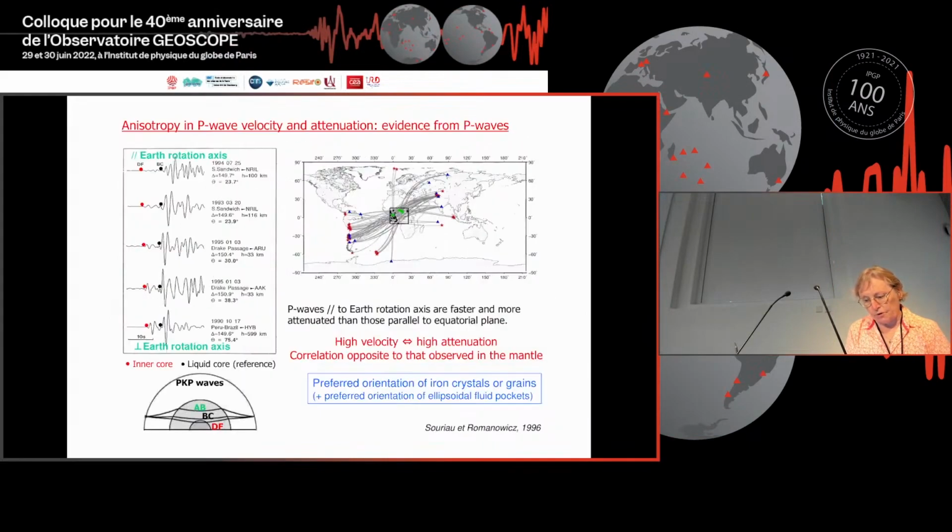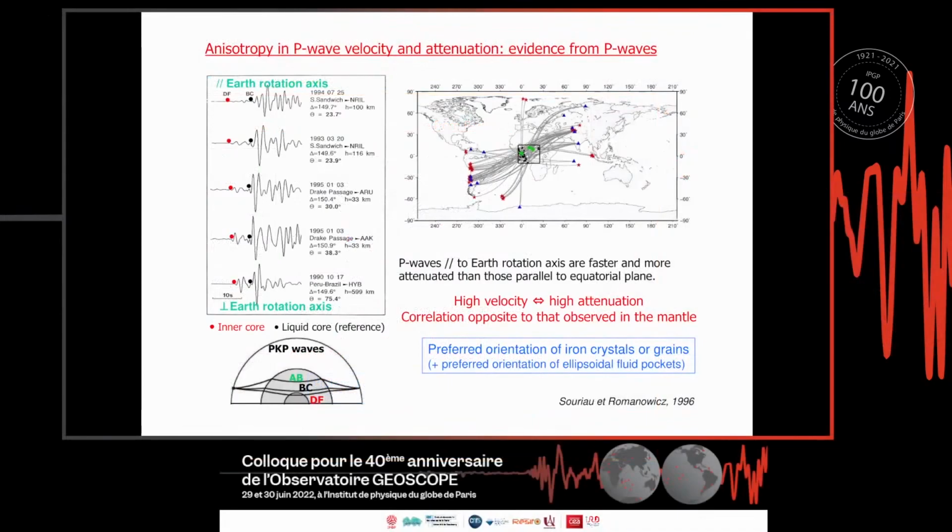This is also clear from body waves. Here you have some records, which all correspond to the same epicentral distance, to the same region turning point, but which correspond to various orientations. Some are parallel to Earth's rotation axis, others are parallel to the equatorial plane. And if you consider the different records, here the phase with the black dot is the phase inside the liquid, and the one with the red dot is inside the inner core.